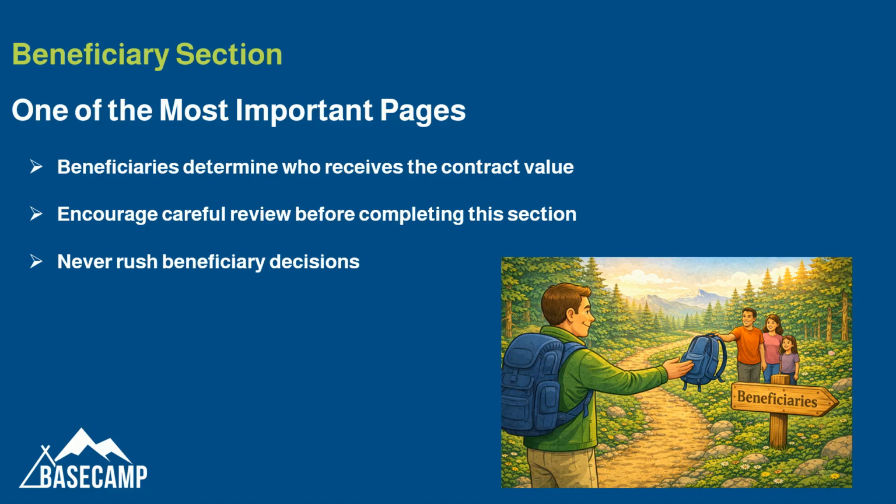As you continue through the application, one section that deserves careful attention is the beneficiary designation. This part of the application determines who may receive the contract value according to the terms of the annuity if the owner passes away. Because of that, it's often considered one of the most important sections of the entire application.